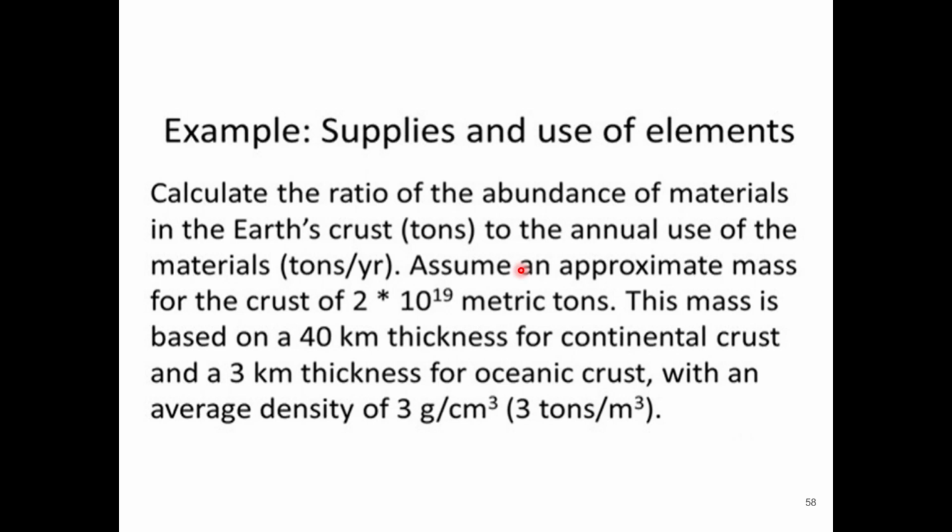So now let us take an example problem. Supplies and use of elements. The problem is we need to calculate the ratio of the abundance of materials in the Earth's crust, which is in tons, to the annual use of the materials, which is in tons per year. Assume an approximate mass for the crust of 2 into 10 to the power 19 metric tons. This mass is based on a 40-kilometer thickness for continental crust and a 3-kilometer thickness for oceanic crust with an average density of 3 gram per centimeter cube, which is 3 tons per meter cube.